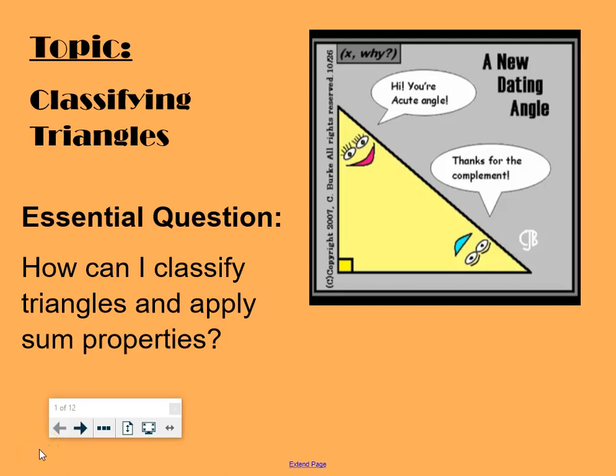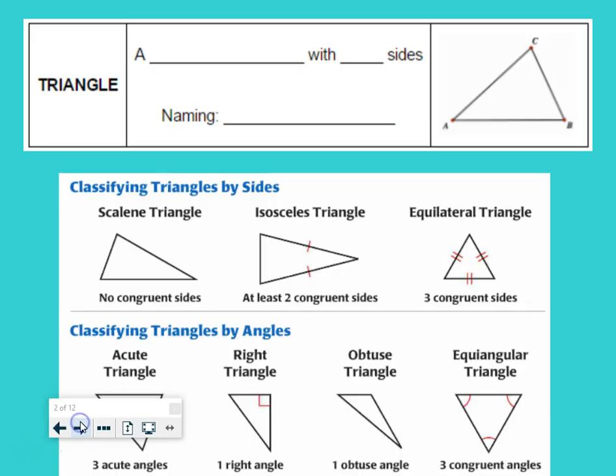Today our topic is classifying triangles, so our essential question is how can I classify triangles and apply some properties? Triangle, a polygon with three sides. That's what a triangle is. Naming, we draw a triangle and we use the three vertices. So for this triangle, it's vertices A, B, and C, so we call it triangle ABC.